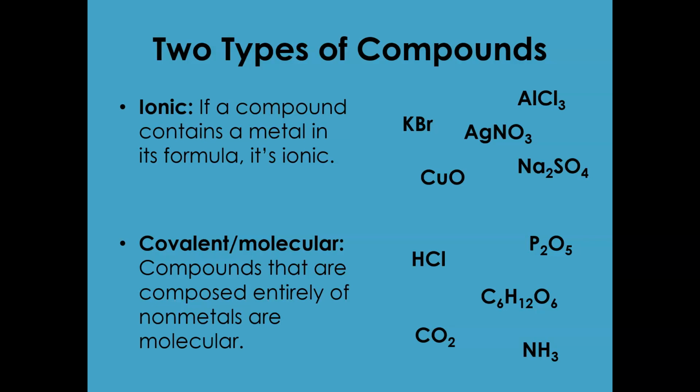NH3, ammonia, consists of nitrogen and hydrogen. Those are both nonmetals, so ammonia is a covalent compound.